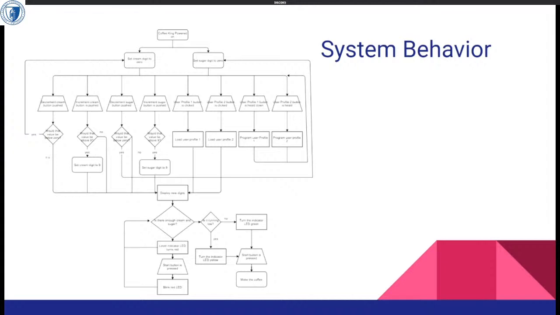Red means it's empty, yellow means it's running low, and green for full. And if the user starts the Coffee King and the LED is red, it will blink 4 times and tell the user to refill.